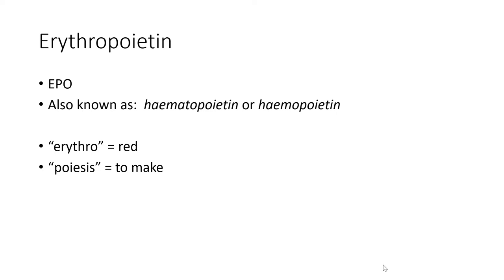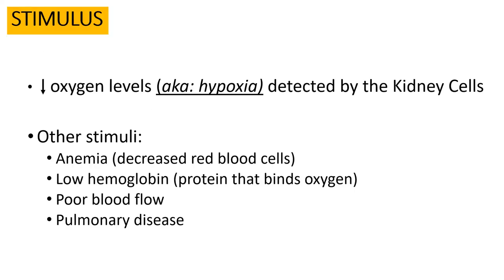So EPO, also known as erythropoietin, also has two other names, hematopoietin and hemopoietin. Erythro means red, poiesis means to make. So the word literally means to make red, and just put blood cells on the end of that. So we're making red blood cells. This is the hormone that triggers the production of red blood cells.